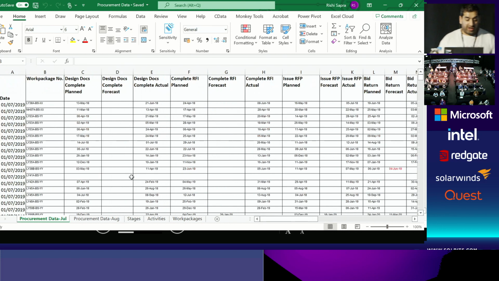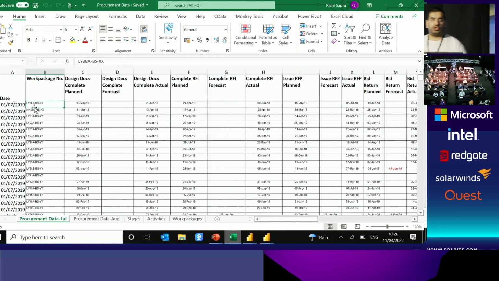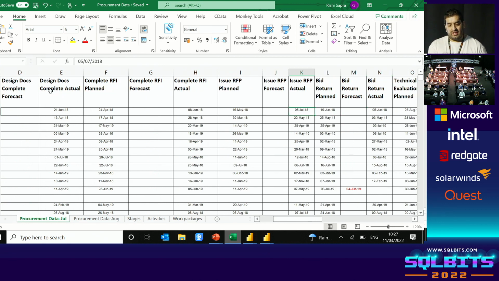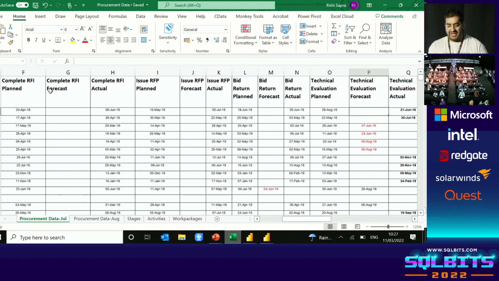something I worked on quite a while ago with a client, and it was a big construction type project. So they had this data, they had lots of work packages. So these work packages might be nuts and bolts they need delivered, or things that need to be done that relate to a particular area of work. So you've got a work package number. And then each of those work packages has to go through a series of processes in terms of designing, request for information, going out, request for proposal to contractors or suppliers, issue it, bid return, technical evaluation.